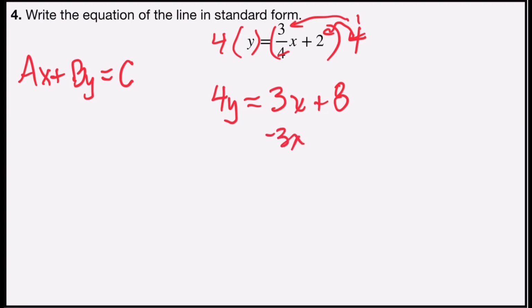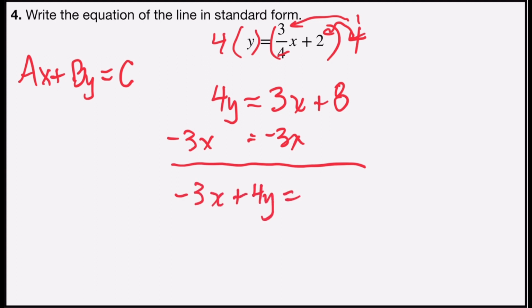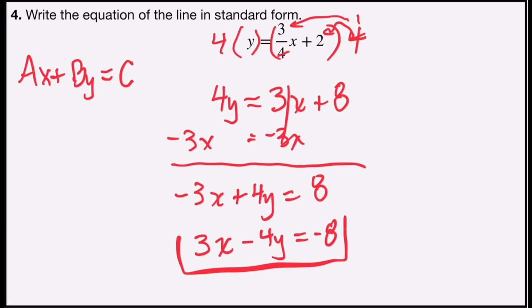So I'm going to subtract 3x from both sides in order to have my x and y terms on the left side. So on the left side of the equation, I would get negative 3x plus 4y equals 3x minus 3x is 0, and 0 plus 8 is 8. Now I've eliminated the fraction, however the a term is negative. So I'm going to multiply both sides by negative 1, or divide both sides by negative 1, it doesn't matter. The result will be that all signs will reverse. So in standard form, my equation would say 3x minus 4y equals negative 8.